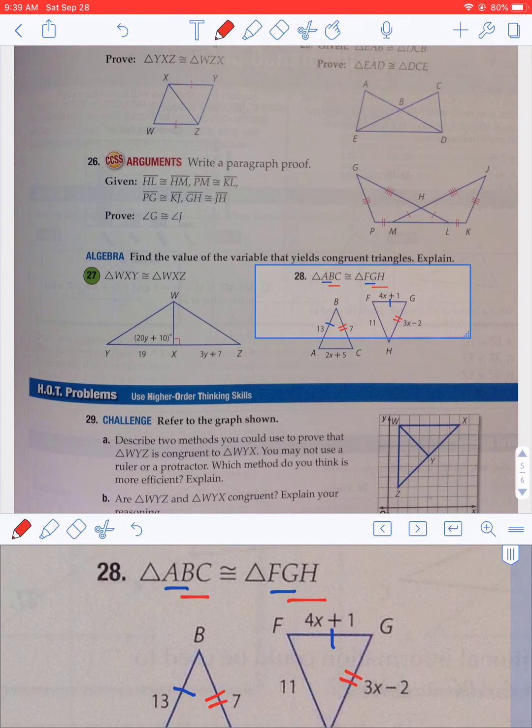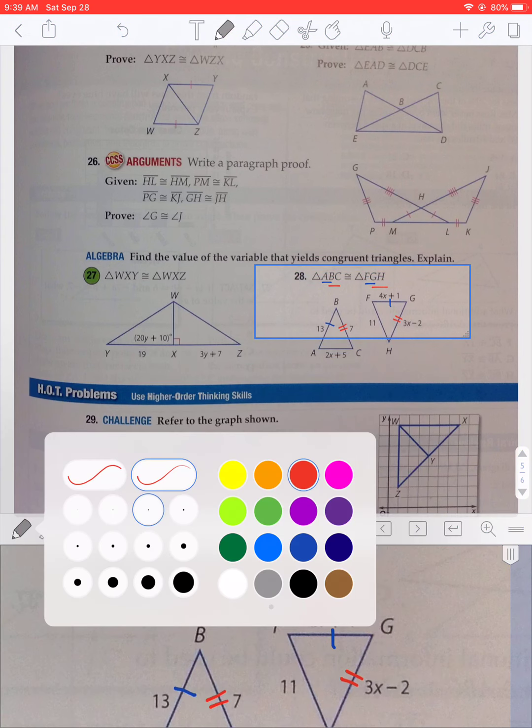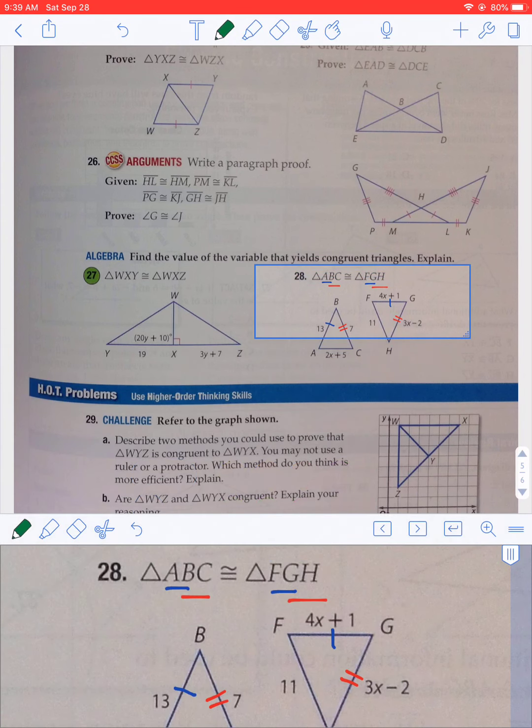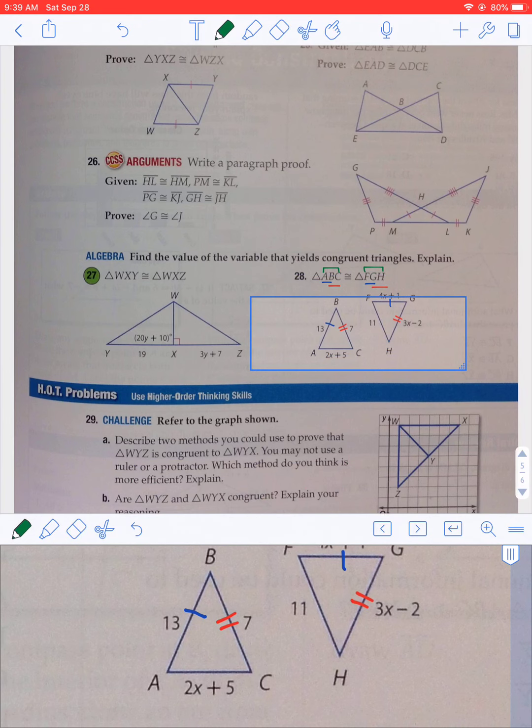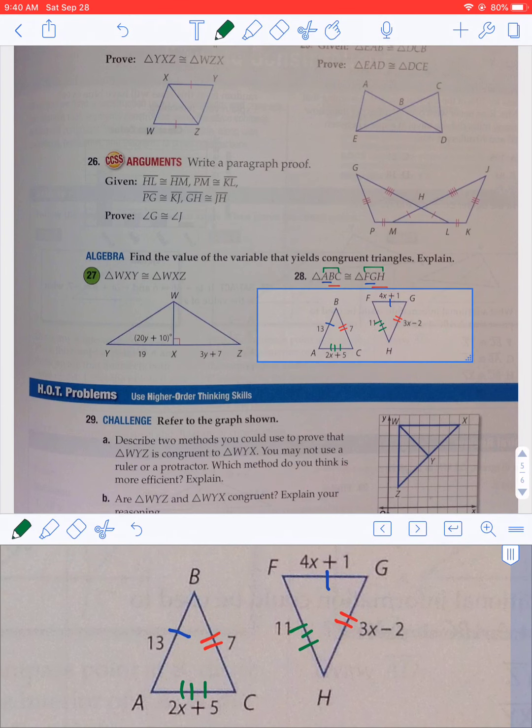Next, I also know, and I'll do a different color, that AC is congruent to FH, right? So I can mark those. AC is congruent to FH. So there's actually a lot of options on what I can do to solve for x. It really doesn't matter. I could set up really 3 different equations to find x.